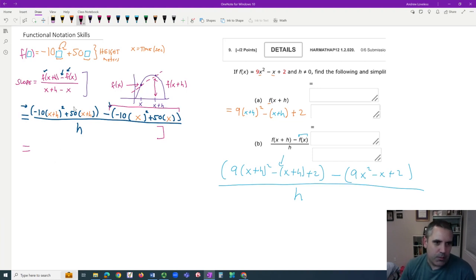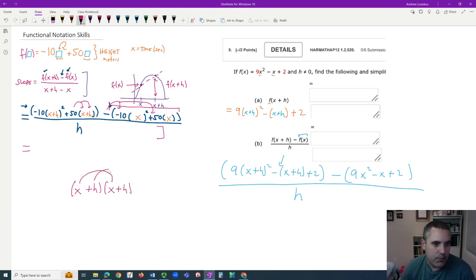The few challenges. We're going to distribute this. We're going to distribute this. And then there's this piece we're going to have to learn how to expand. Some students know that already. Some need a little refresher. This is what x plus h squared means.